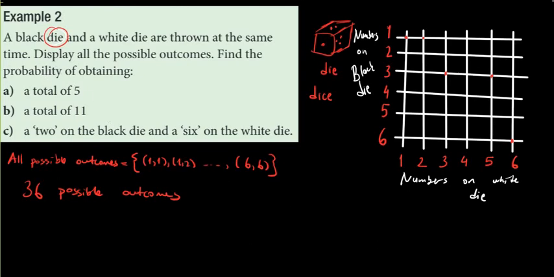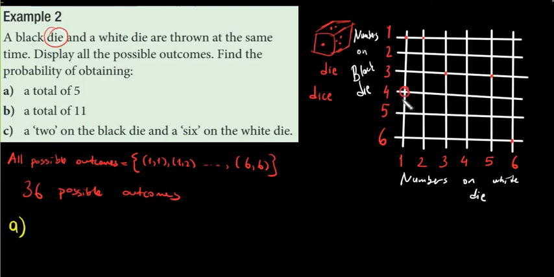Okay, so let's try to solve the questions. The first one, a total of 5. So I'm going to add the numbers on the dice and I'll get 5. How is that possible? I'm going to circle when I have a total of 5, okay? So here it is 1 plus 1, which is 2. It is not 5. Here 2 and 1. 2 plus 1 is 3. It is not 5. Here we have 3 and 1. 3 plus 1 is 4. It is not 5.